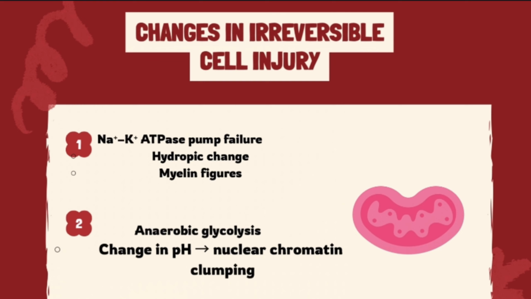Step 2. Anaerobic glycolysis. With no oxygen, the cell switches to anaerobic metabolism. This increases lactic acid, drops the pH, and causes nuclear chromatin to clump, a sign the nucleus is on its way out. The big difference. Reversible injury is like fainting. You can bounce back. Irreversible injury is like falling into a coma. There's no turning back. The membranes are gone.